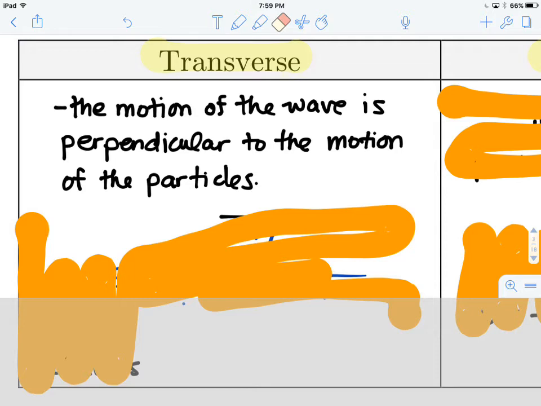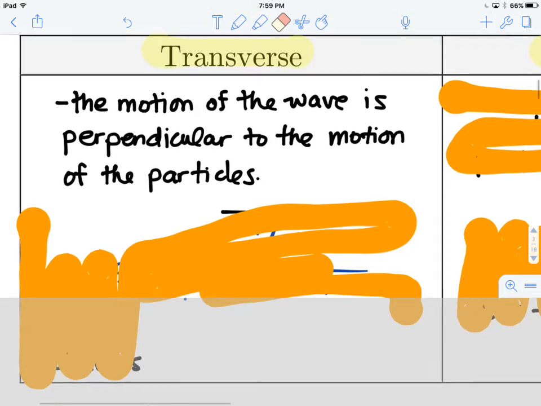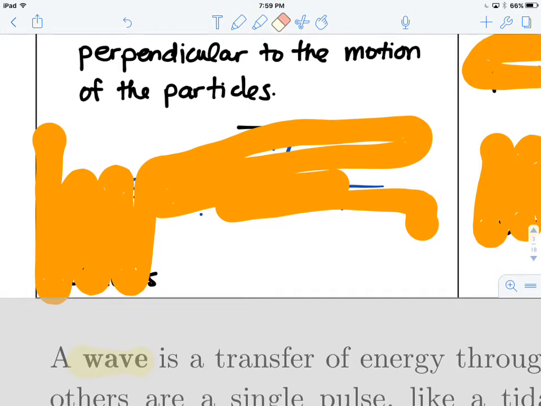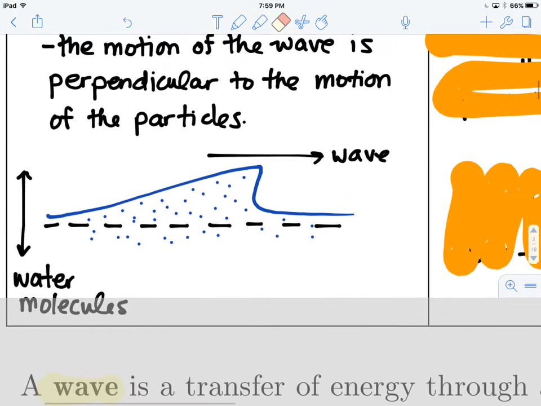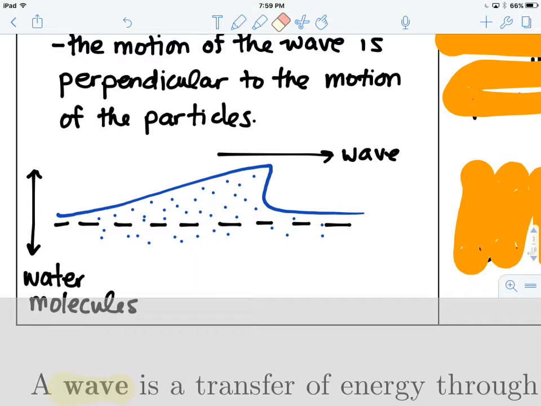And one very common example that many of you may be able to relate to is when you swim in a lake or in the ocean and a wave passes you by, the motion of the particles, or the water molecules, or the people who are swimming, is to bob up and down in this direction while the wave moves in this direction. And you can see that the motion of the bobbing up and down is perpendicular to the motion of the wave, which goes in towards the shore.